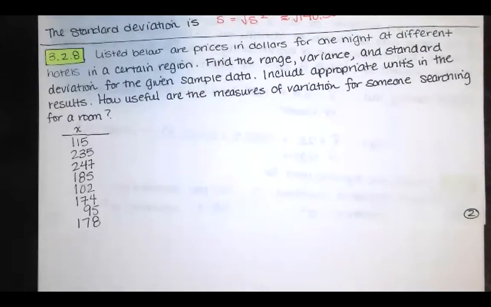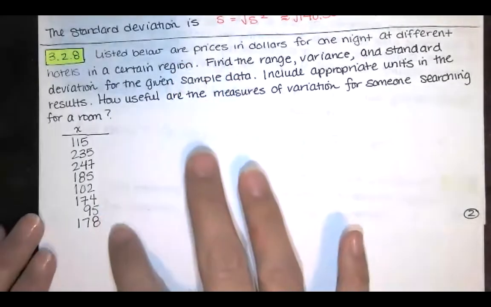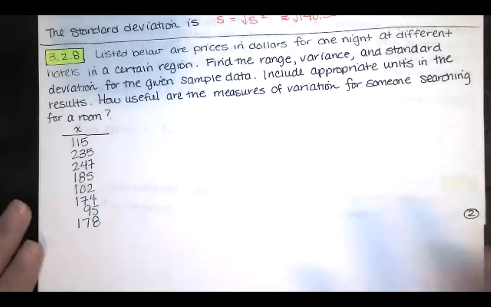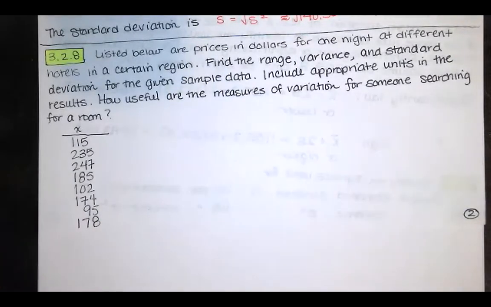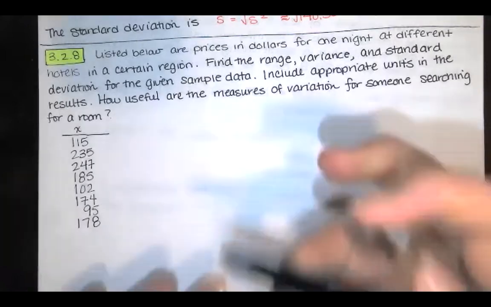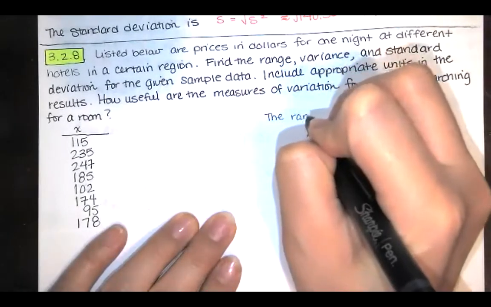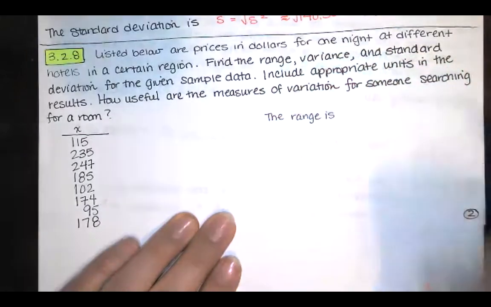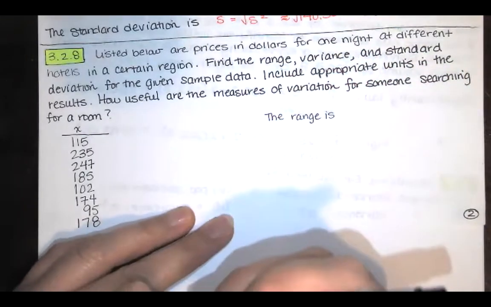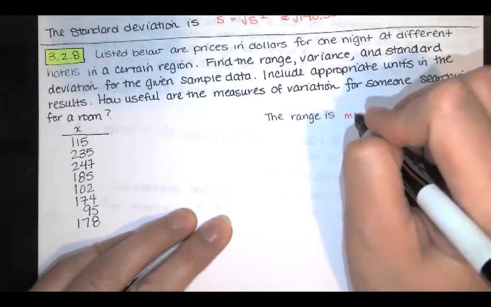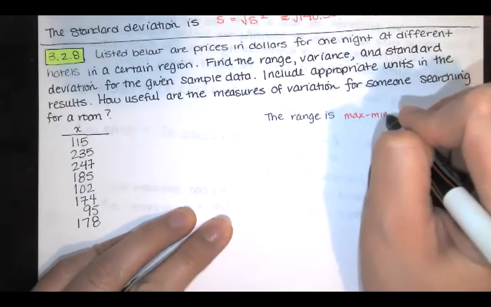Okay. So here are our values. Rather than listing them in a row, I listed them in a column. That's my preference. Now the range is given by this formula. It's just the maximum value on your list minus the minimum value on your list.